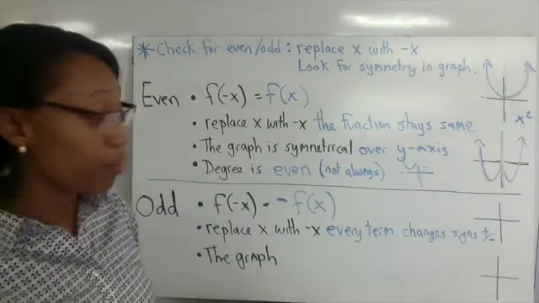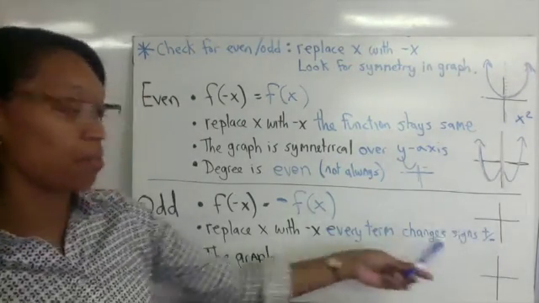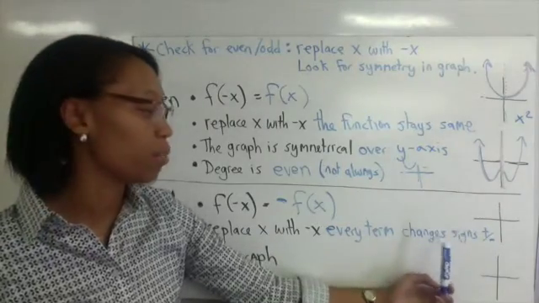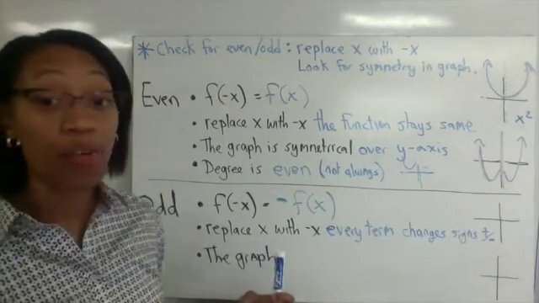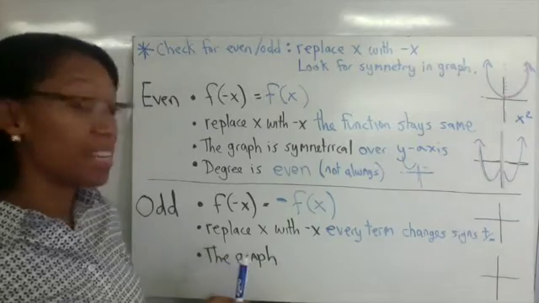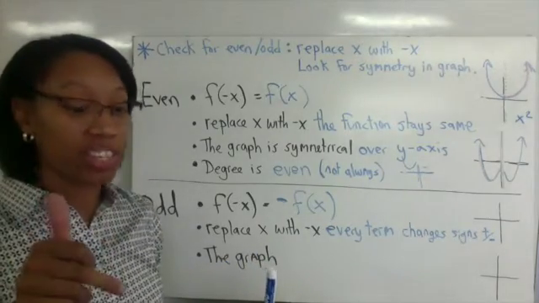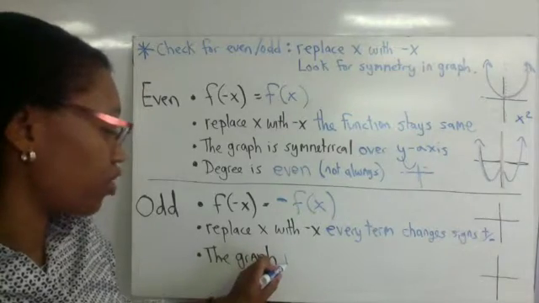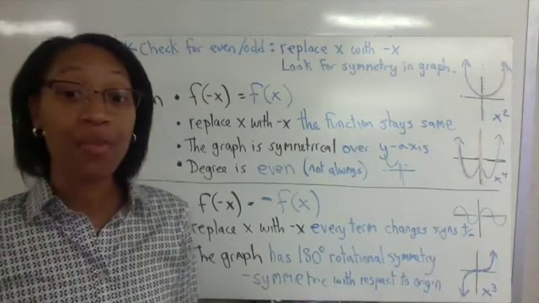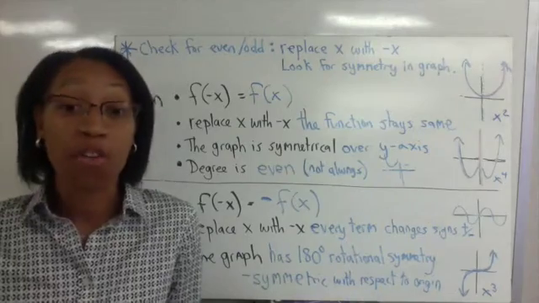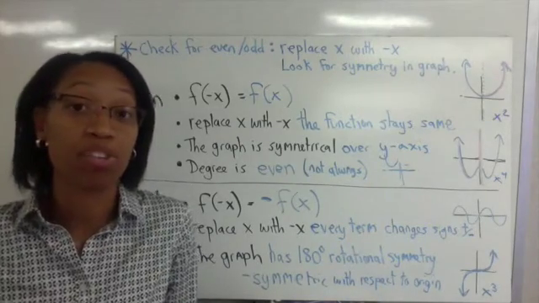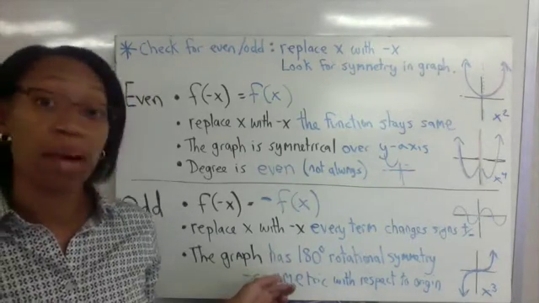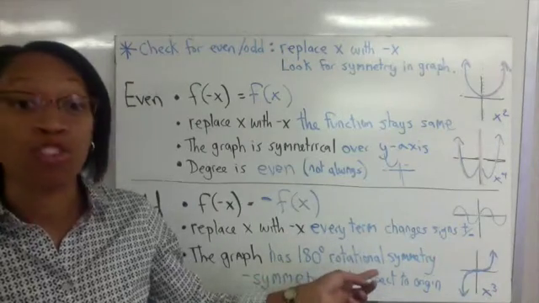Okay, so if you had a positive, it becomes negative. If you had a negative, it becomes positive. Now, the graph of an odd function is rotationally symmetrical. There's 180 degrees rotational symmetry. Another way of saying that the graph has 180 degrees rotational symmetry is to say that the graph is symmetric with respect to the origin.